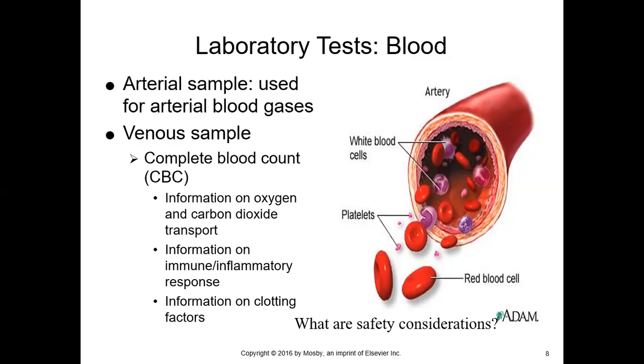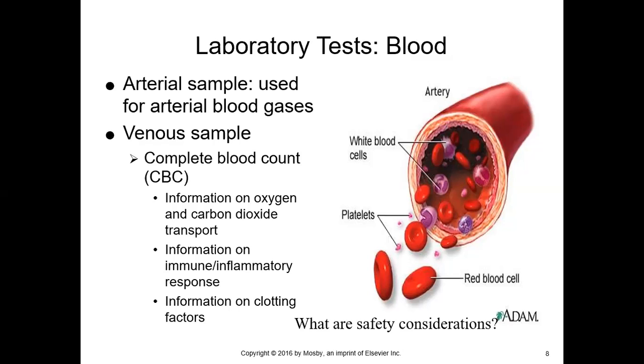And the only time we really get a sample from an artery, and that's really from the wrist, is when looking at an arterial blood gas. And so what I want you to remember about that is we're really looking at how much oxygen as well as carbon dioxide is being carried in the blood, okay?